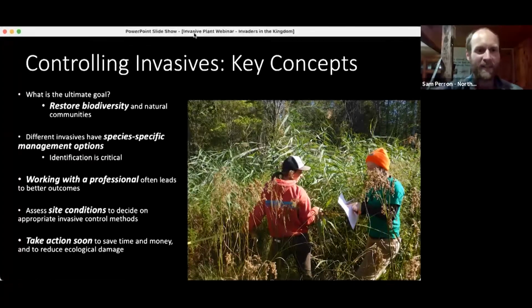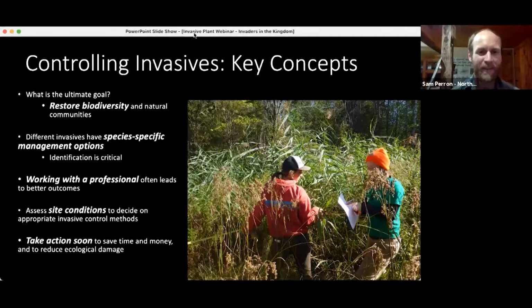So the first one that I think is really important is, what is your ultimate goal of controlling invasive plants? It's really not to get rid of the invasive plants, it's to restore some sort of system in that area. Hopefully restoring native biodiversity, natural communities, or something else that you want in that area. Most often that means having a plan for getting other plants to grow after your invasives are gone. Next key point is that you've really got to be good at identifying the invasive species that you're dealing with. And there are a couple of reasons for that.